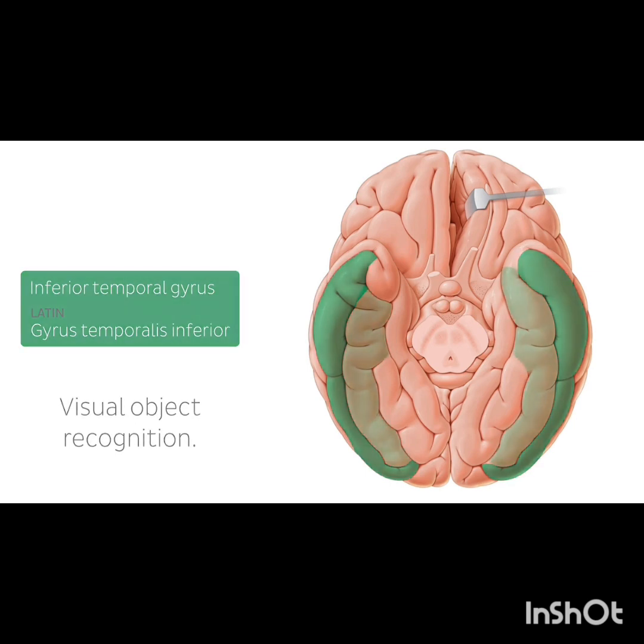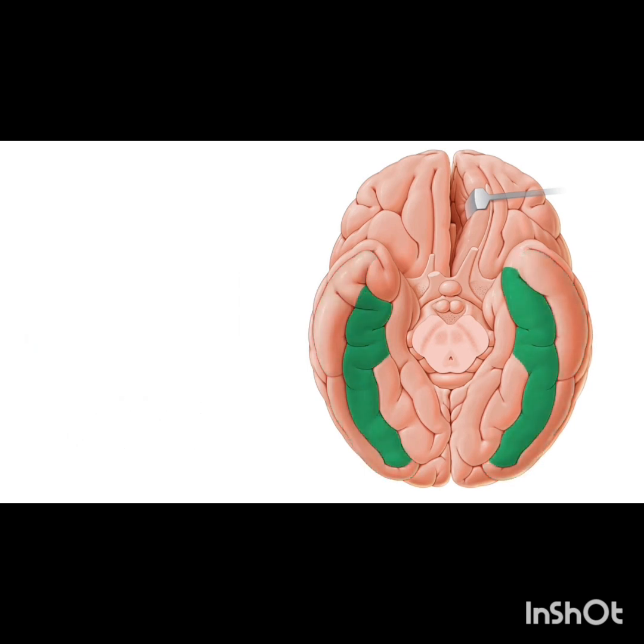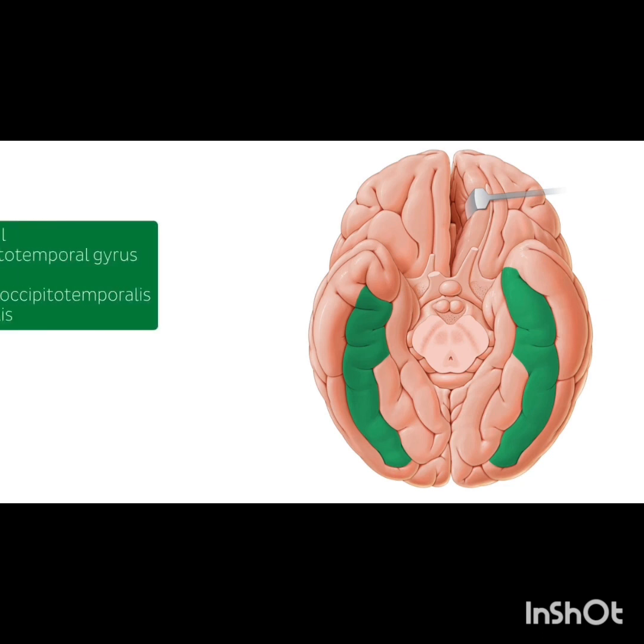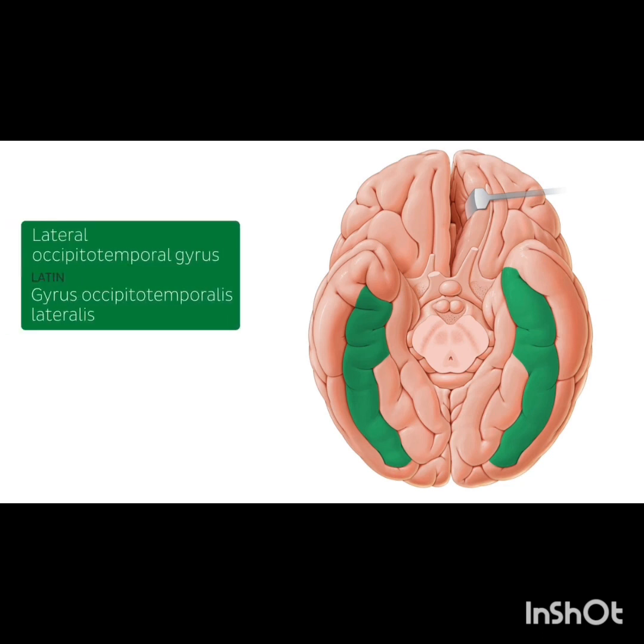Just laterally to the inferior temporal gyrus, we see this one, which is called the lateral occipitotemporal gyrus, or fusiform gyrus. It is located between the occipitotemporal sulcus and the collateral sulcus. And as you can see clearly, this gyrus is part of both the temporal and the occipital lobe. This part of the brain is responsible for and helps with recognizing faces.